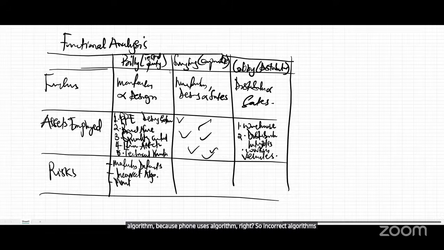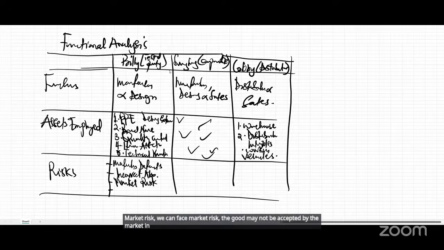Market risk, we can face market risk. The good may not be accepted by the market the first time. You can even face what? Foreign exchange risk, because you are shipping it to other countries. You can even face so many things, right? Credit risk, customers may not pay you because you are fresh. Are you getting it? And so on and so forth.